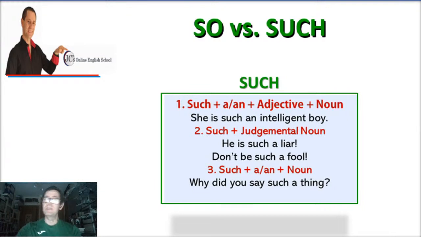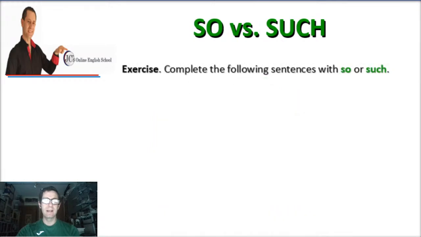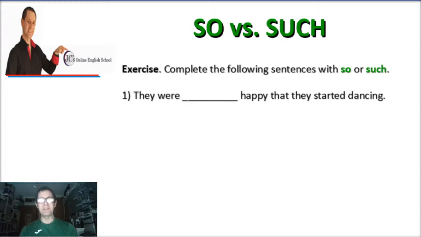All right. So it's very, very easy. So let's take a look at an exercise. Now we need to complete the following sentences with so or such. You have a 50% probability. Very easy. Let's do number one. Are you ready? Remember, you write the number, a period, and so or such. Don't forget to write the number because there are 10 sentences. Let's go for it. Number one.